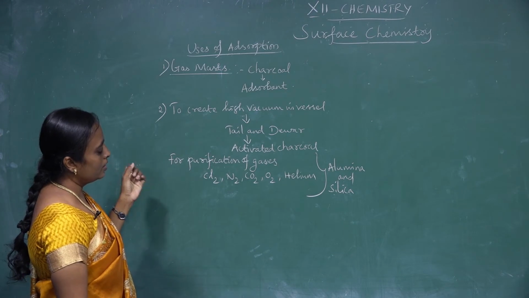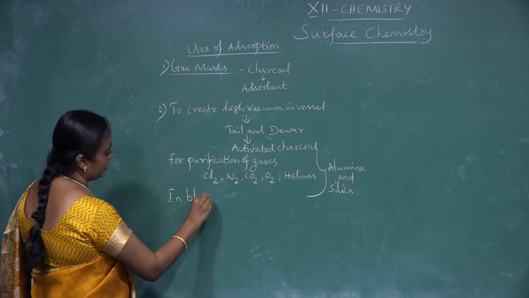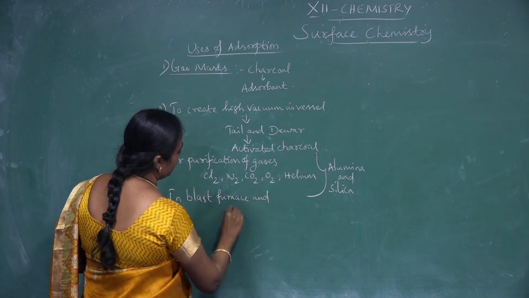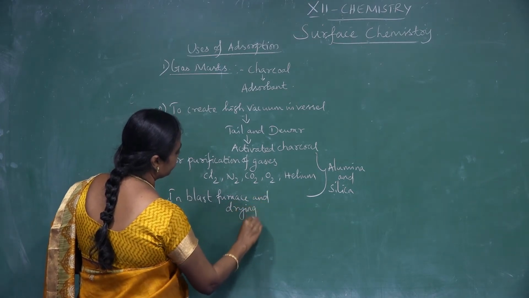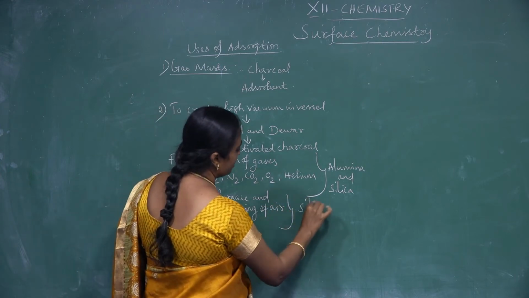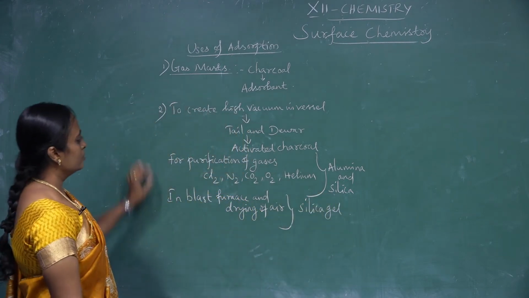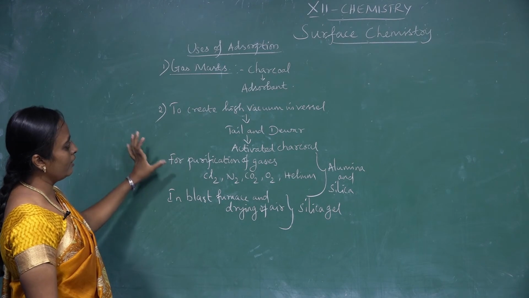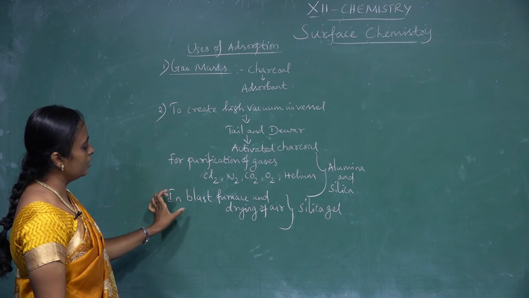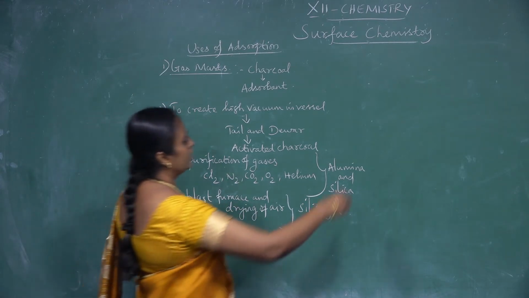In the same way, in the blast furnace and for drying of air, in both purposes we use silica gel as the best adsorbent. So the uses are: to create high vacuum, for the purification of gases, and in the blast furnace we use silica gel as an adsorbent.